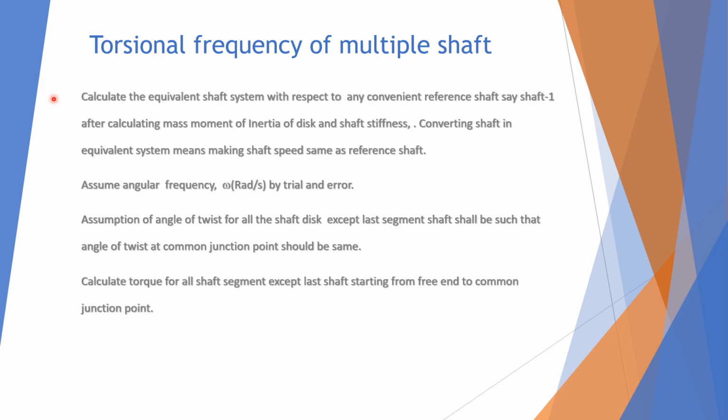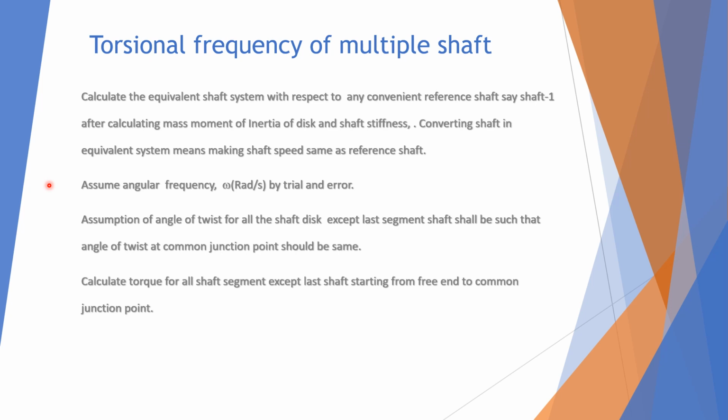First of all, calculate the equivalent shaft system with reference to any convenient reference shaft. Let's say shaft 1 is a reference shaft. And after calculating the mass moment of inertia of disk and shaft stiffness, converting shaft in equivalent system means making the shaft speed same as reference shaft speed. Assume angular frequency omega by trial and error.